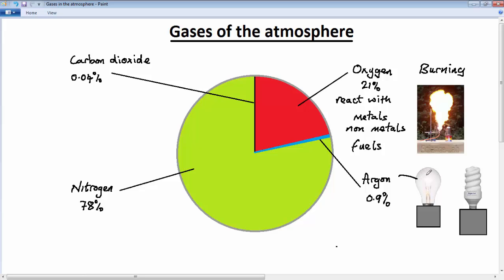So in the old-fashioned light bulbs, the argon is used to protect the filament from burning. In the new light bulbs, the argon is actually used to emit ultraviolet light, which then collides with fluorescent paint and causes white light to be emitted by that fluorescent paint. Okay, so that's oxygen and argon. The next lesson we'll have a look at carbon dioxide and nitrogen.